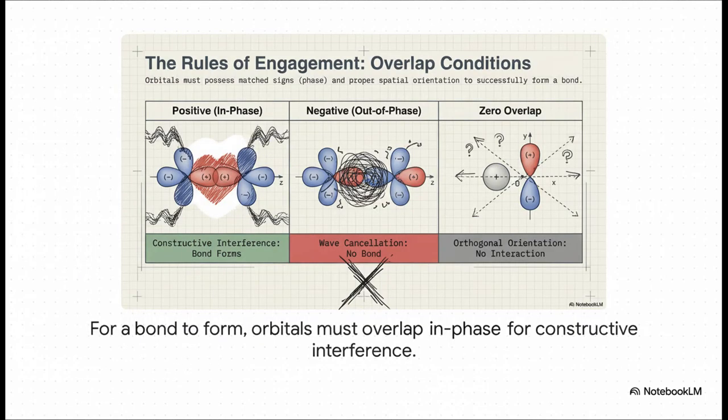When two orbitals meet, there are basically three things that can happen. First, you get positive overlap. This is when two lobes with the same sign, say plus and plus, meet up. They reinforce each other, that's called constructive interference, and boom, you get a bond. Second, you can get negative overlap. This happens when opposite signs meet. They cancel each other out, creating a dead zone with no electron density and no bond forms. And finally, you can have zero overlap if the orbitals are just oriented wrong and don't really interact at all.